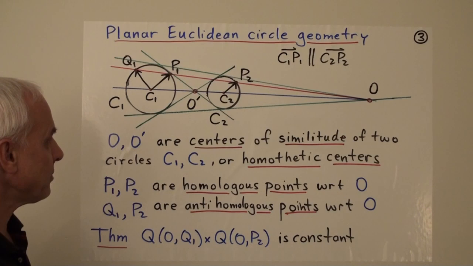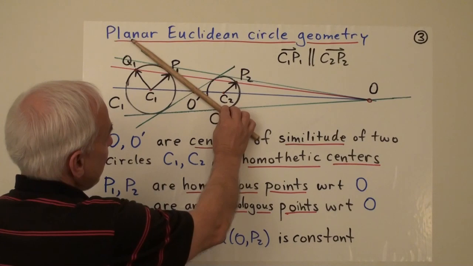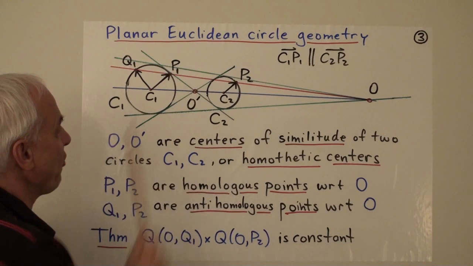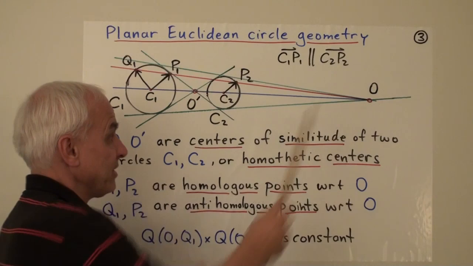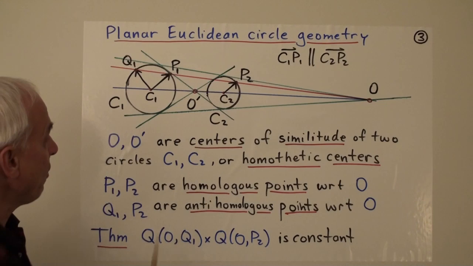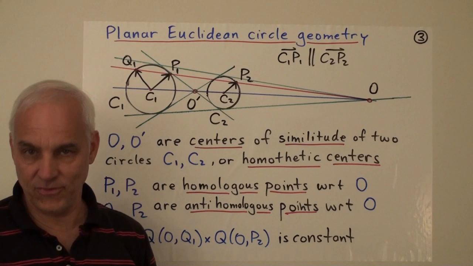There's another such center of similitude by taking the other kinds of tangents, these ones right here. We could call that O prime. Now, if you had two circles like this, how would you construct this center O? Well, first of all, it's obviously going to lie on the line that joins the two centers of the circles. That's the first point to observe.